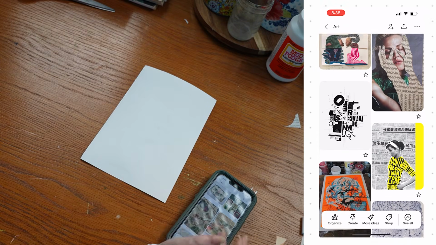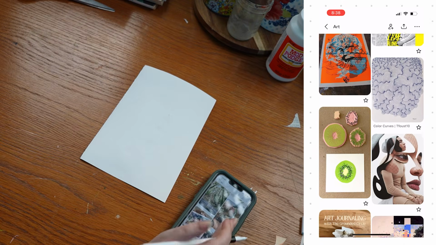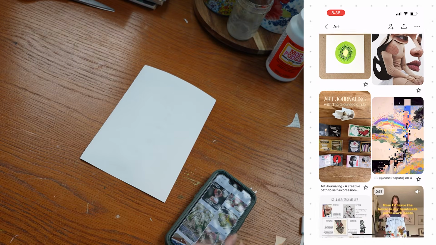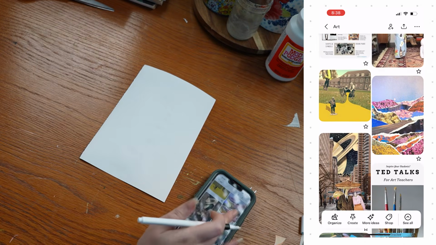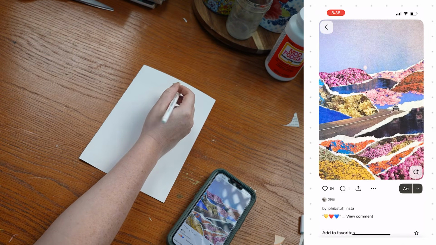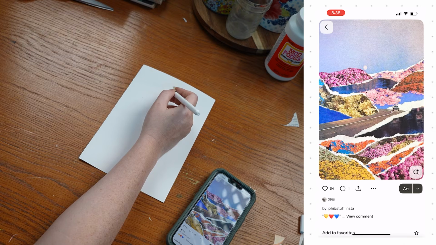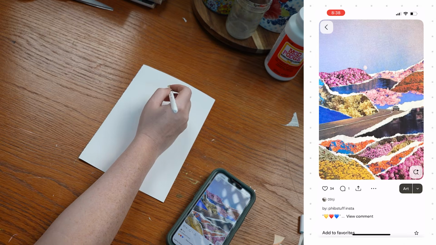So let's talk about what are the elements that I am seeing in these pieces of artwork and what it is that I'm drawn to. One of the first things I want to look at is this image. It's essentially a collection of torn flower images layered in such a way as to resemble mountains and a road that's running through the central point.